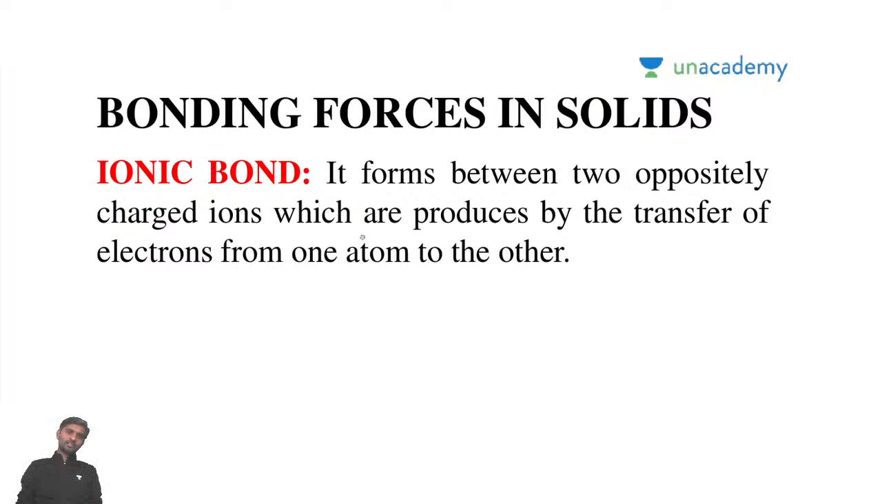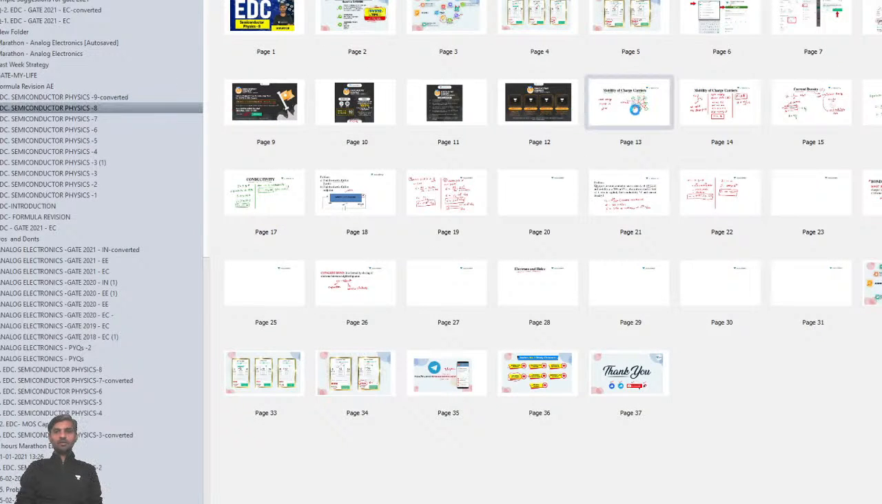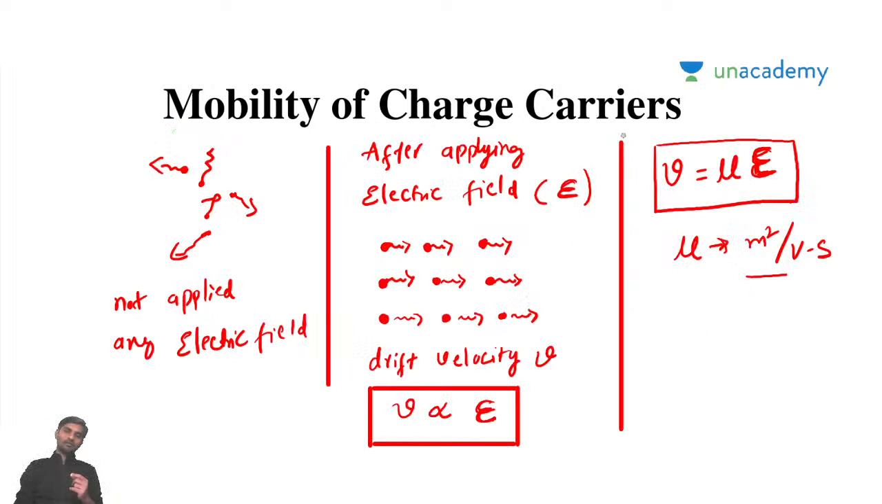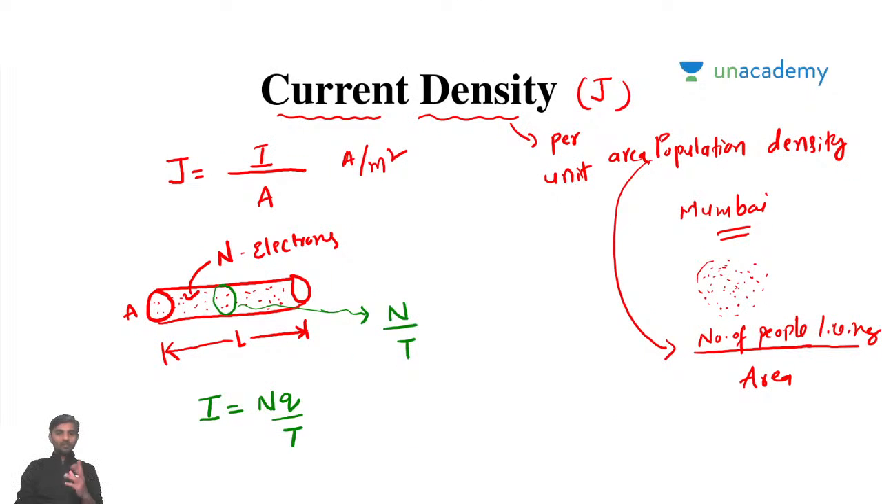Before we discuss today's topic, let's go back and see what we discussed in the previous class. We discussed mobility of charge carriers, mu. The units of mu are meter square per volt second. And then we discussed current density, very importantly, and its units.